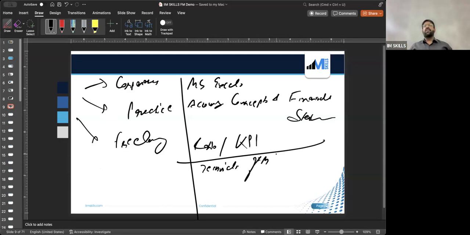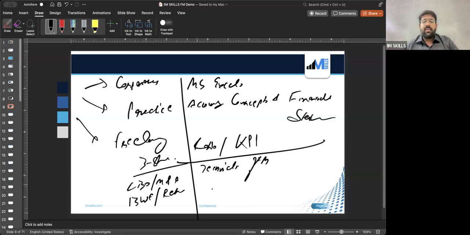Now, financial modeling is not that you learned how to project a three statement model and the career is sorted. No, you have to learn the different types of models. As I mentioned, LBO, M&A, 13-week cash flow model, returns model, all of this, and obviously the three statement model. Then comes the valuation concepts.